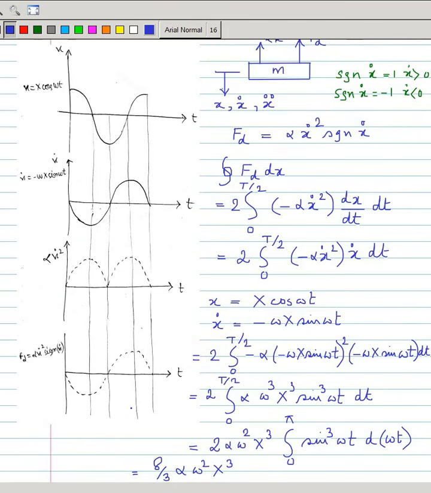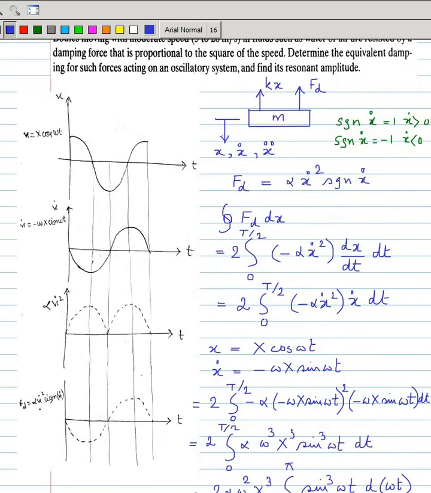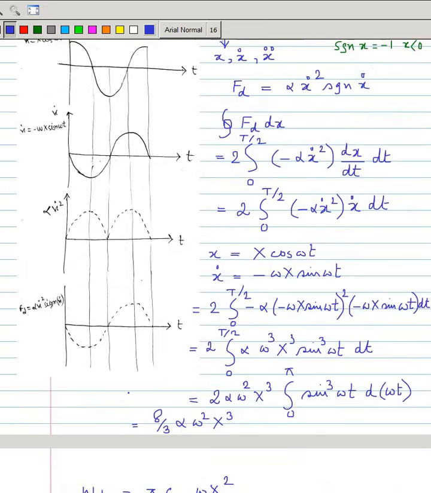So in case of viscous damping, Fd is C x dot, which is a sine curve, but this is not sine. Though it looks like sine, it is actually alpha x dot square into sign of x dot. I have shown it in dotted line; this figure has been taken from a previous year student's notes.